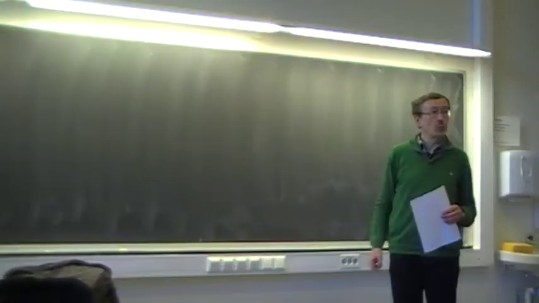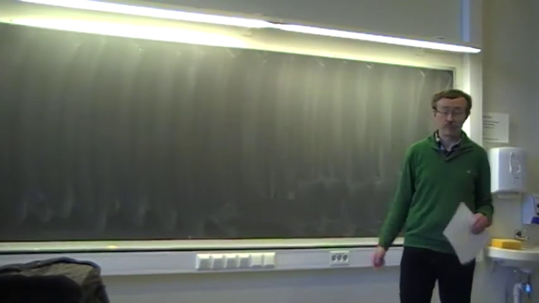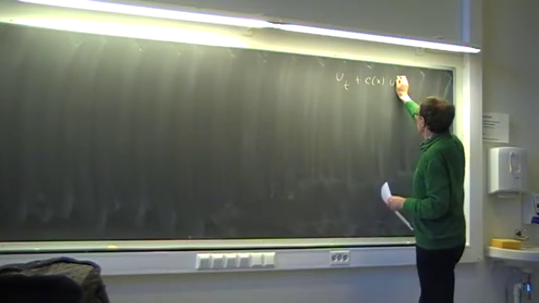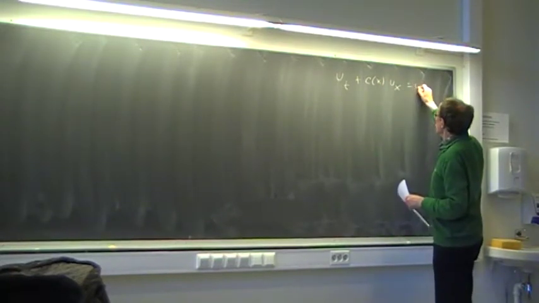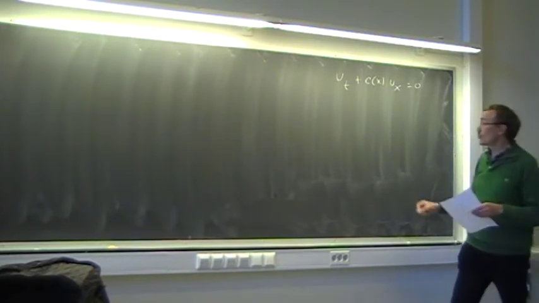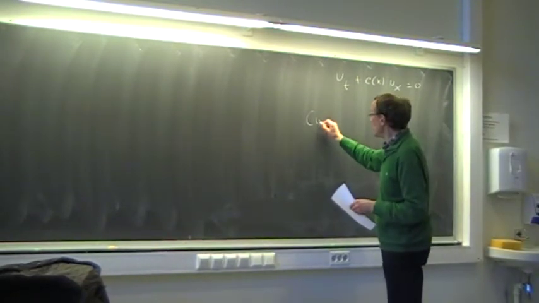Question: why don't we choose the current number 1 or minus 1? We are free to do that. Yes, we can do that for the linear advection equation, but imagine we don't have the linear advection equation, but we have an equation of this kind, equal to 0. Then C is no longer constant. Then we have to choose the current number, which will depend on x.